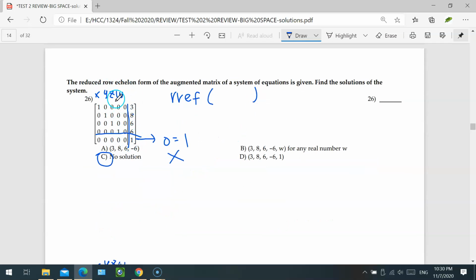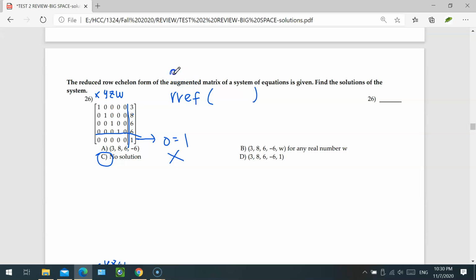26. The reduced row echelon form of the augmented matrix of a system of equations is given. Find the solution of the system. So you need to find the x, y, z, and so on. So when I look at the arrangement of this, the augmented matrix is the same kind of arrangement.